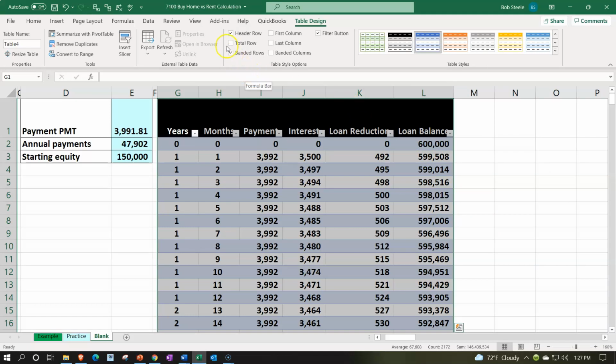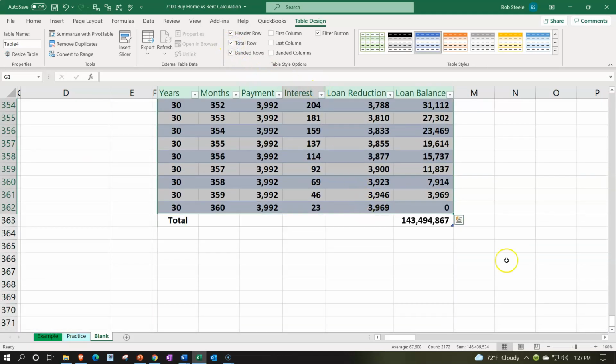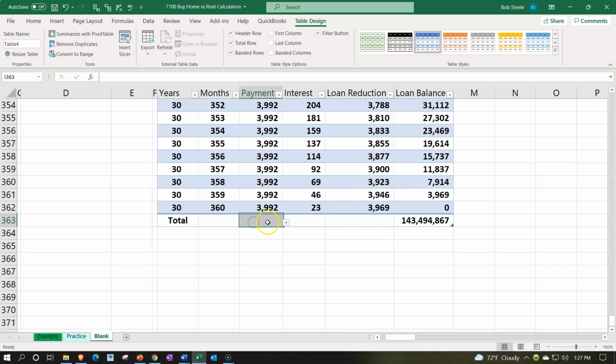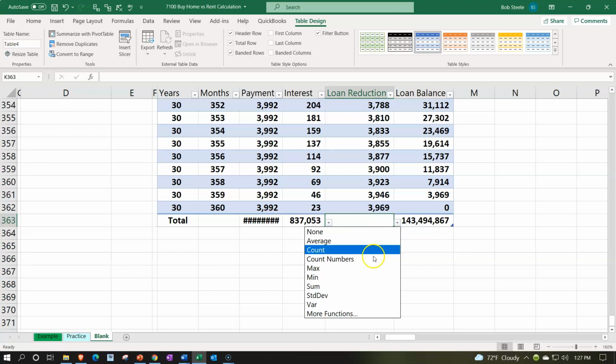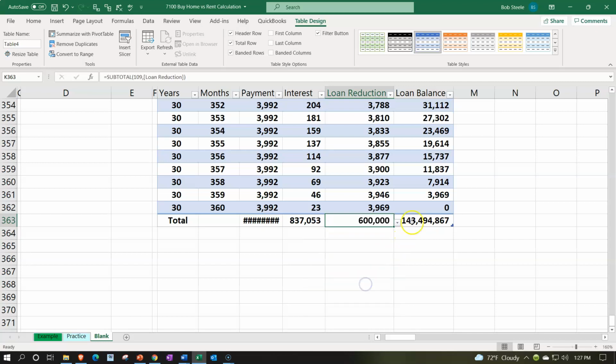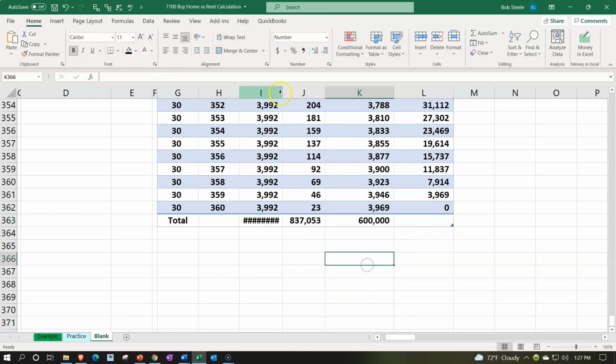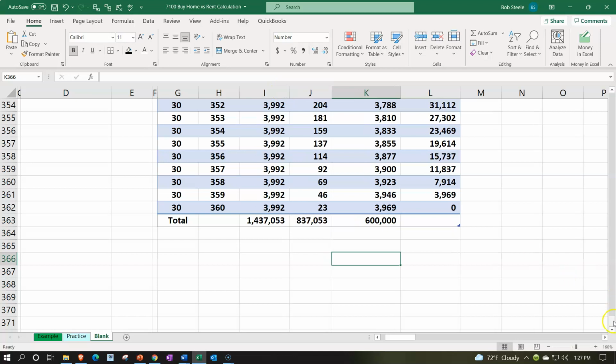I'm going to say we're going to have a total row at the bottom, so it totals everything up for us, and then maybe sum this up, and then sum this up, and sum this up, and this one we don't need a sum because that doesn't make any sense. And so there we have that.